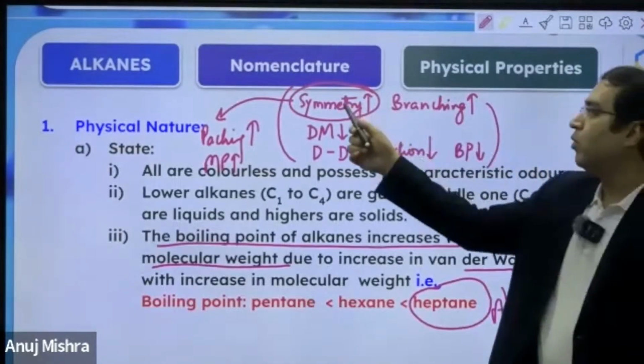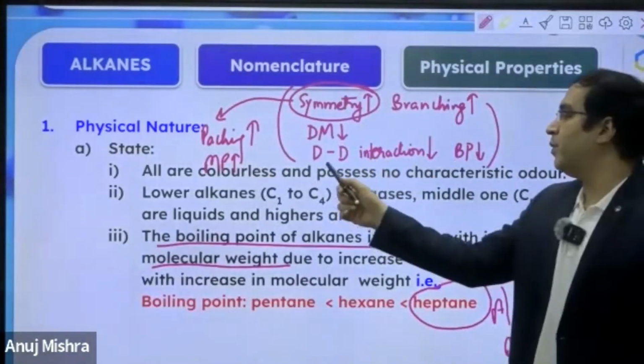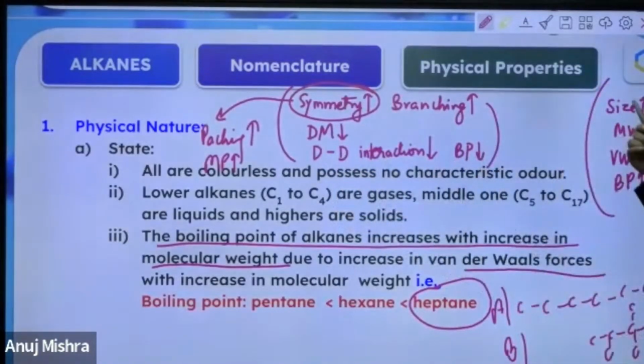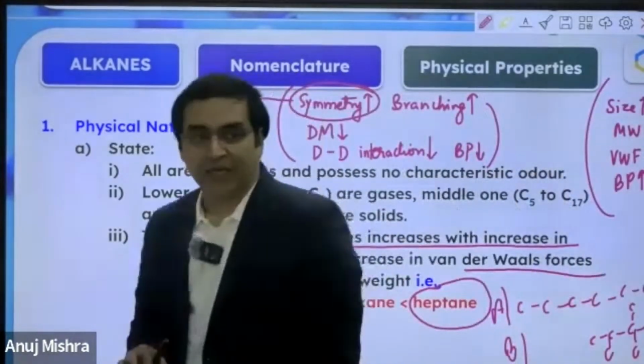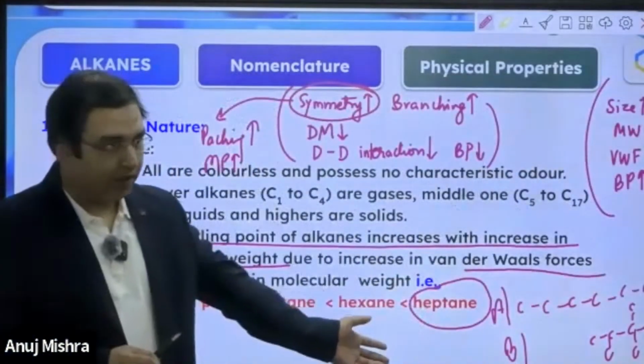Which will have higher boiling point? Read here. More symmetry, more branching, lesser dipole moment, less interaction, less boiling point. Okay, which will have higher? Both are having same molecular weight. So which will have higher boiling point? A. Which will have lower boiling point? B. Because more symmetry. Clear?